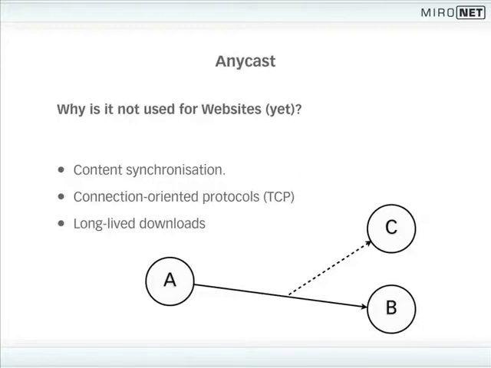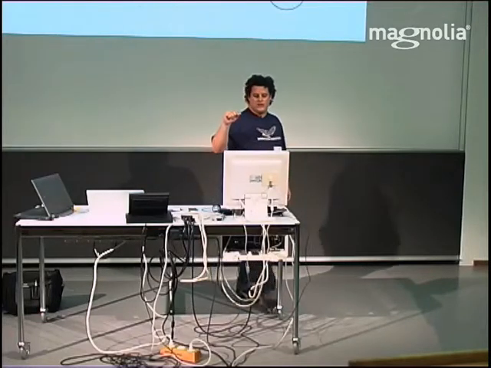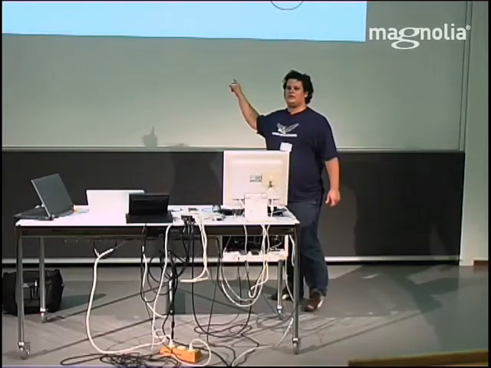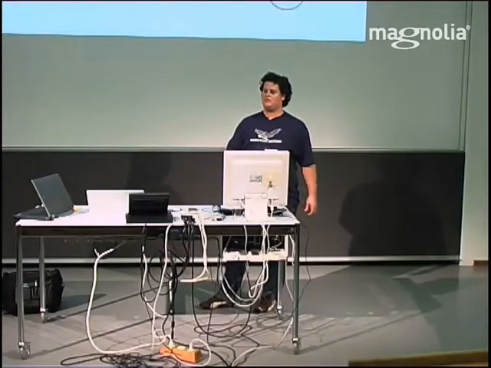So you have several problems. You have the problem of content synchronization. You need to get the exact same content at the same time on different servers all over the world. That's possible with Magnolia, it's no problem. You have connection-oriented protocols. That means once you have a connection with a server in Australia, and the server in Australia goes down, your connection is down too. That's a problem, but that's also a problem in unicast.